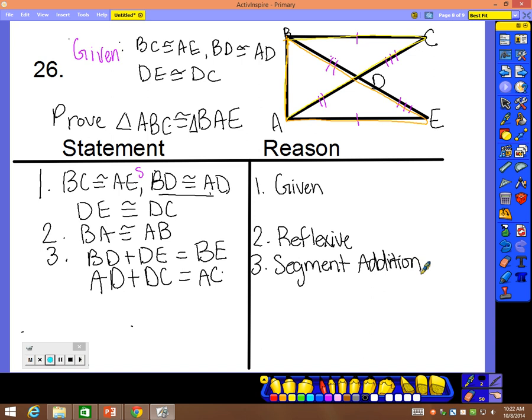Segment addition. Okay, so my fourth thing is going to be a substitution thing. I want to make BE and AC look the same on the left side. And I know that BD is equal to AD from my given up here. So instead of BD, I'm going to write AD in its place. I'm going to substitute AD. And I also know that DE from my given up here is the same as DC. So I have rewritten this equation right here in terms of this with substitution.